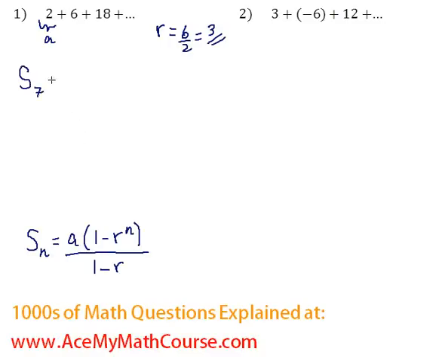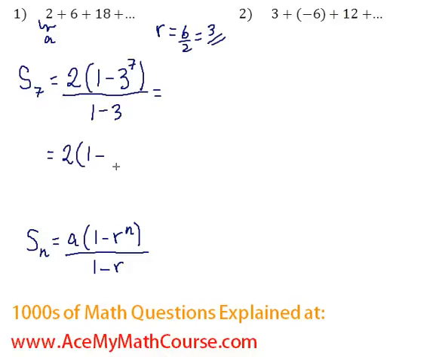n is 7. So S7 is going to be equal to a times 1 minus, so r is 3. So we have 3 to the power of 7, since n is 7, all over 1 minus 3. Great. So here we're going to get 2 times 1 minus, now 3 to the power of 7. Use my calculator. I forgot, but it was 2187 all over 1 minus 3, negative 2.